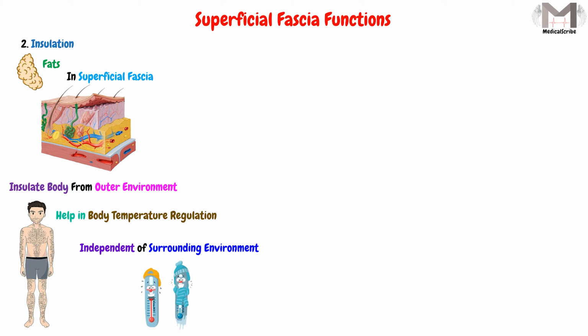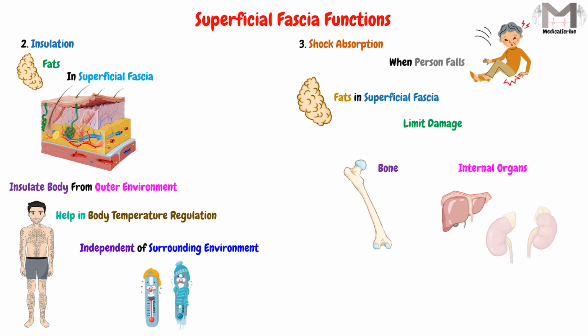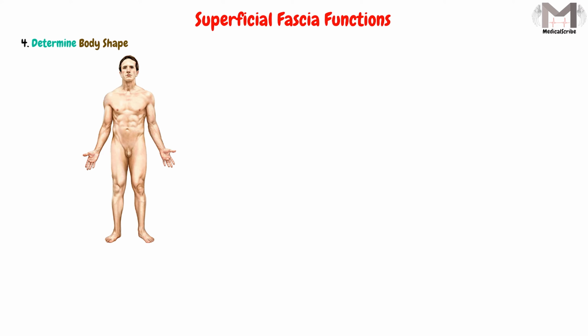Well, the third function of this fascia is the shock absorption. So when a person falls, the fats in the superficial fascia will help in limiting the damage to the bones and to the internal organs. Alright, now the fourth function of the superficial fascia is that it will determine the shape of the body and gives the body its smooth and contoured appearance.